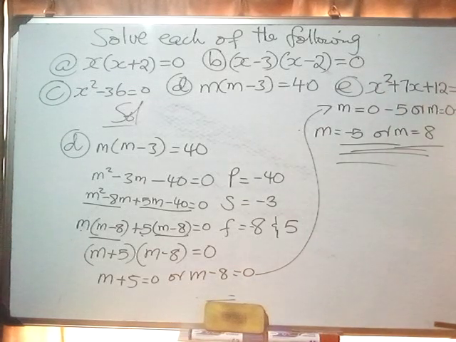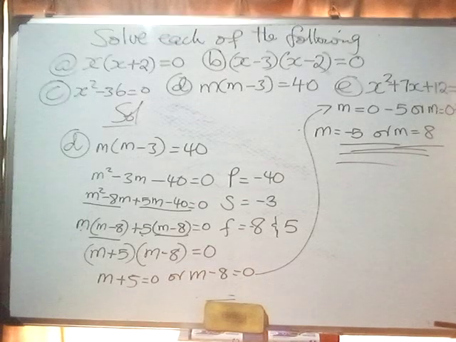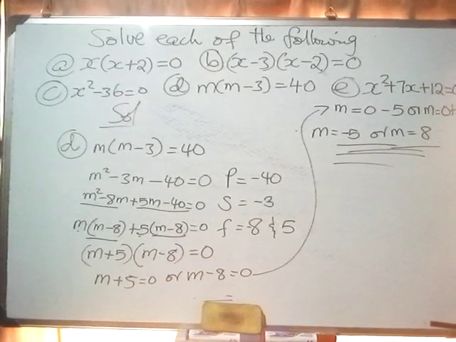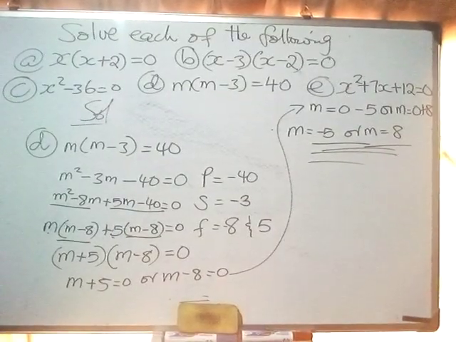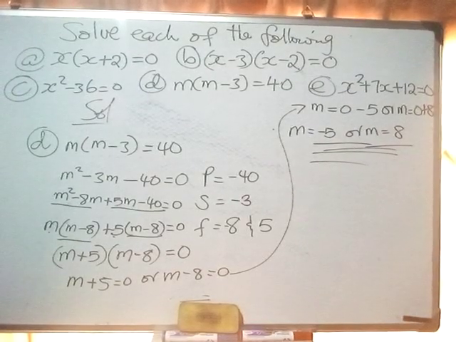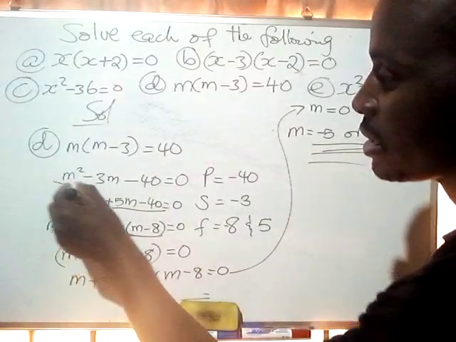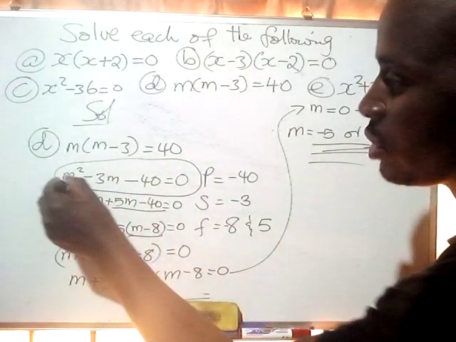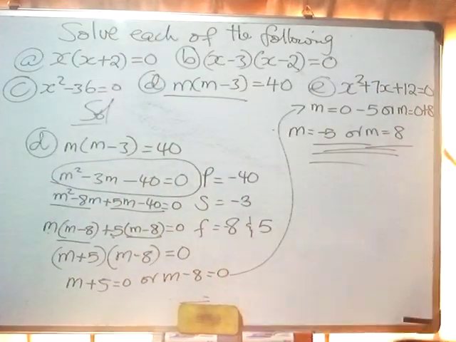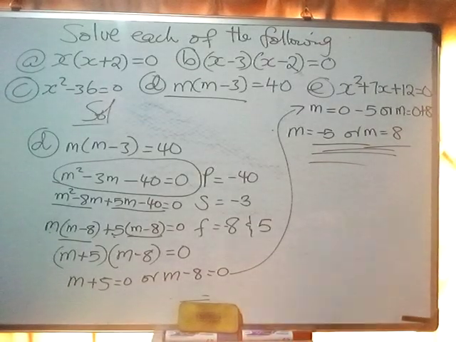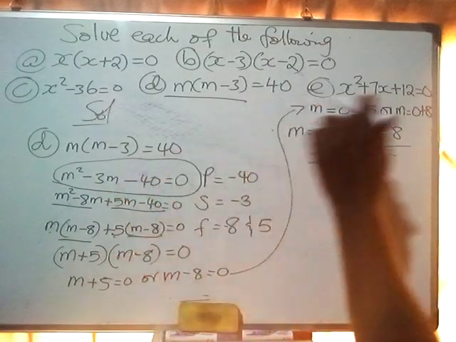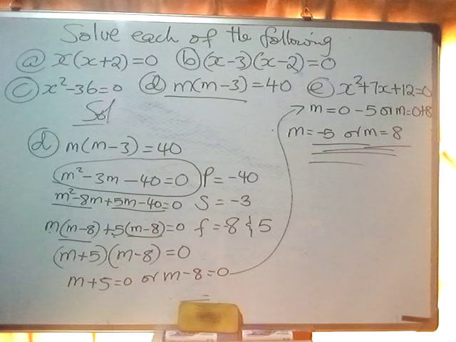Coming to question number E, it is x squared plus 5x plus 12. It is the same as the stage of question number D. So the way we did this one, when you reach this stage, just look for the product, sum and factor, then you continue, otherwise you are going to find the answer for that question.